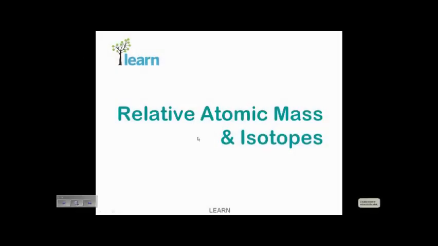When we're looking at relative atomic mass and isotopes, these are related terms, and we're really focusing in on the definitions of these things here. So that's kind of what we're looking at.